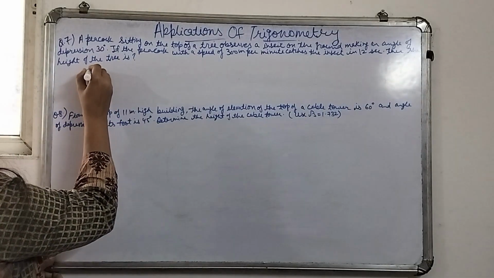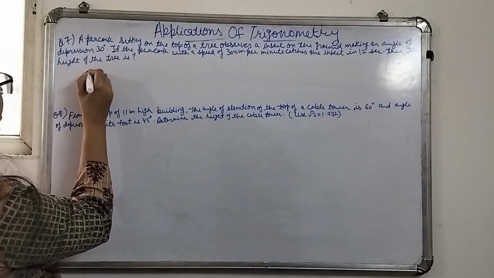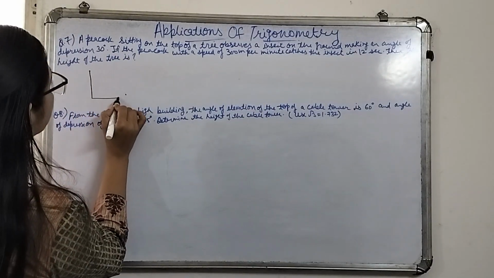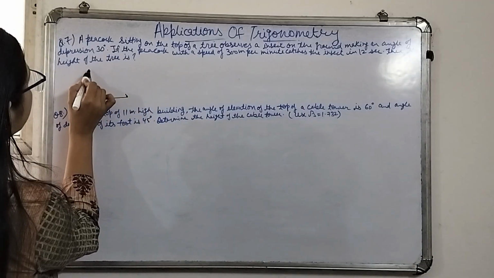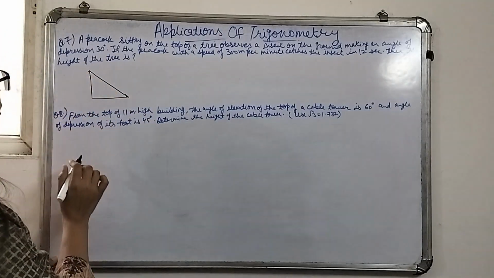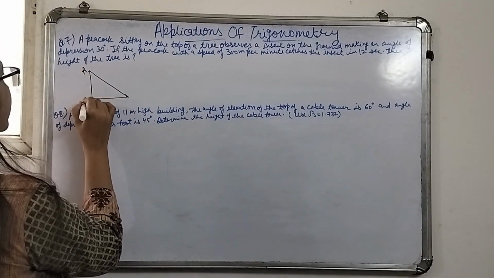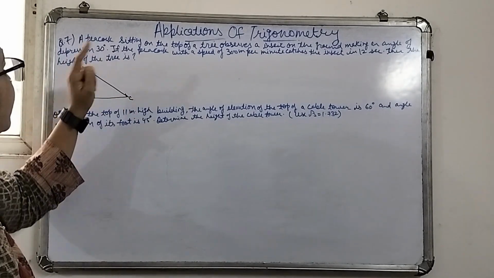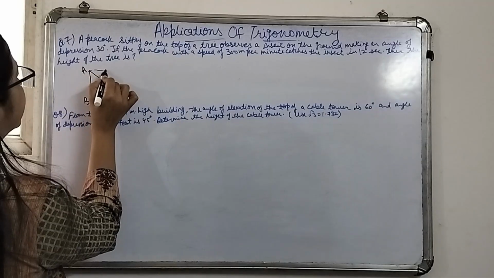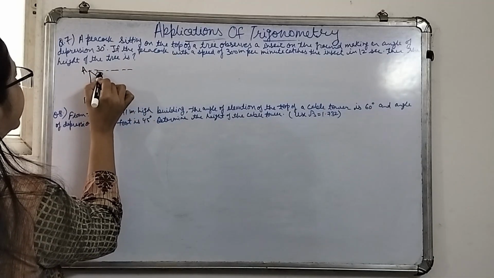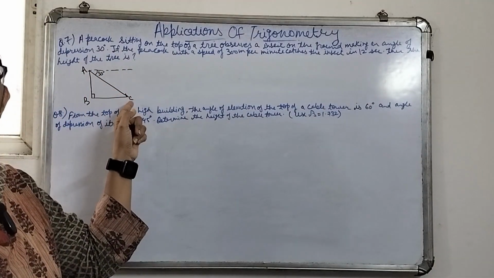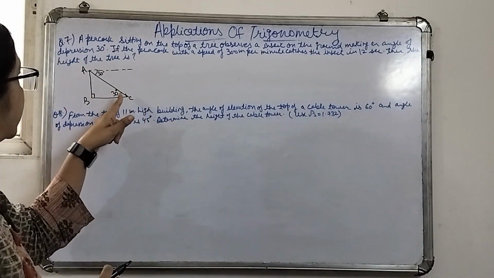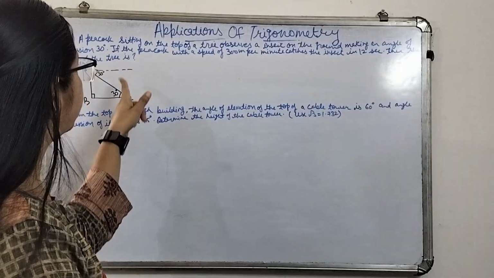Suppose this is the tree and the peacock is sitting over here observing the insect over here. So this is the insect and this is the location of the peacock. This is A, this is B and this is C. Now A is the location of the peacock and the angle of depression is given to us as 30 degree. That means this is 30 degree, and if this is 30 degree, this angle will also be 30 degree. That means this angle is 30 degree, it is given to us.